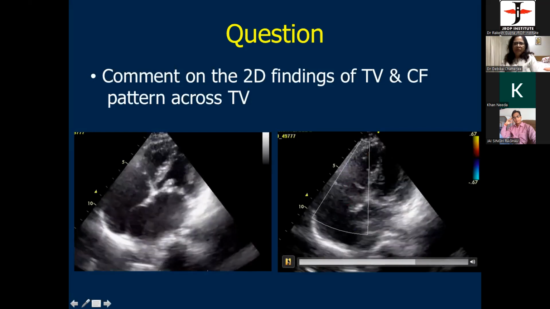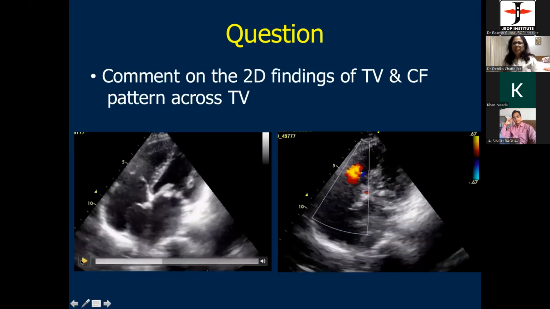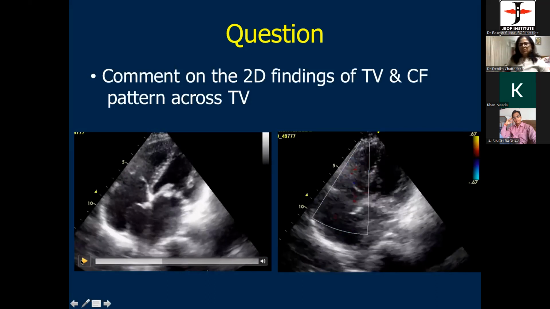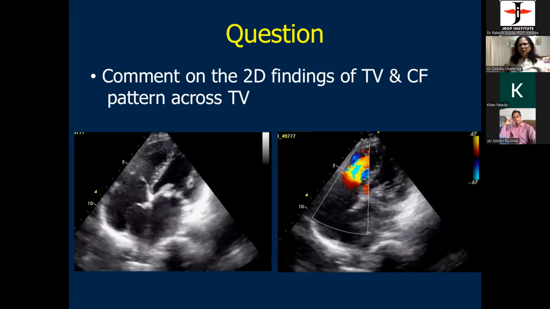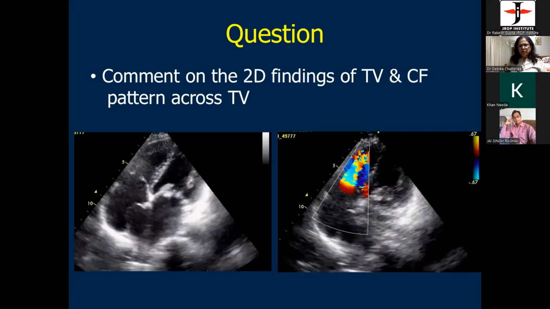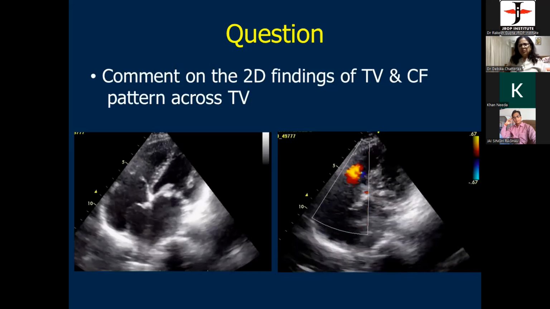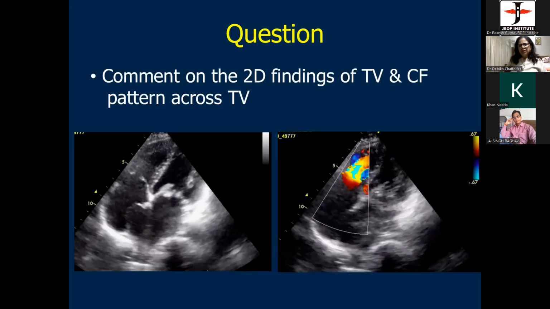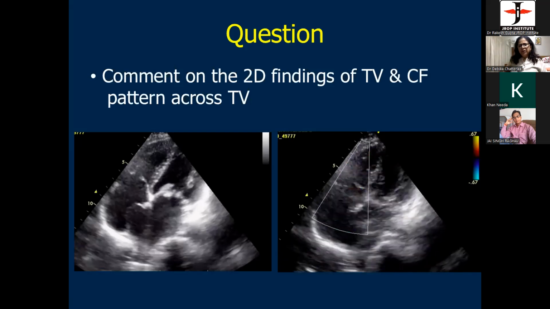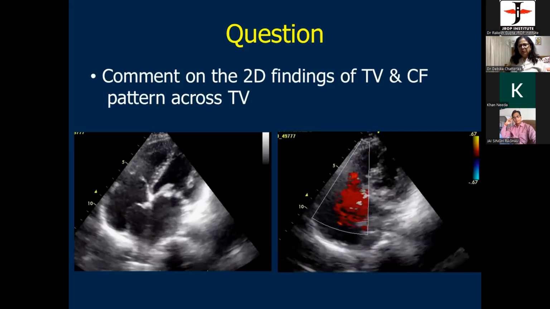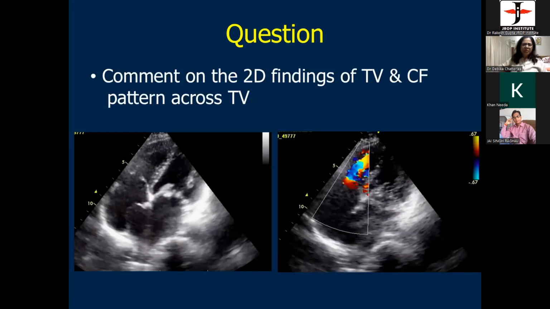Now look at the color flow. What do you think? It shows a very nice stenotic jet with mosaic pattern across the tricuspid valve during diastole, ma'am. And anything else? Is there any tricuspid valve regurgitation? Yes, ma'am. There is a very slight regurgitation during early systole.